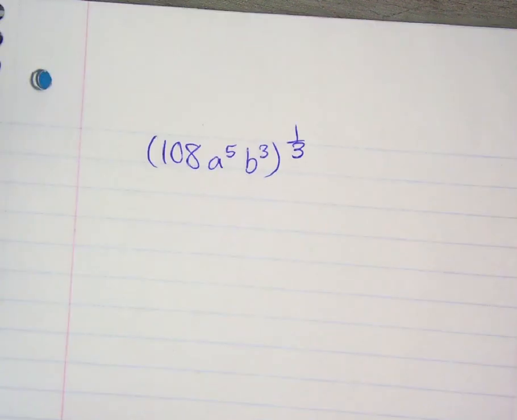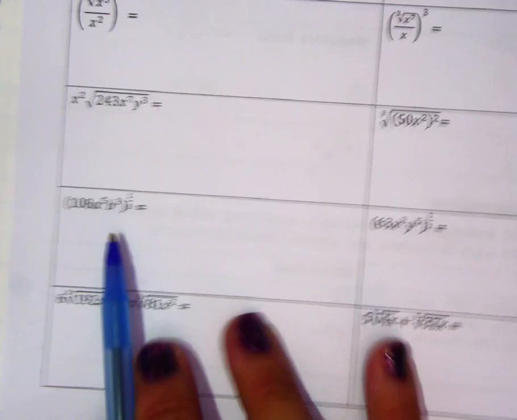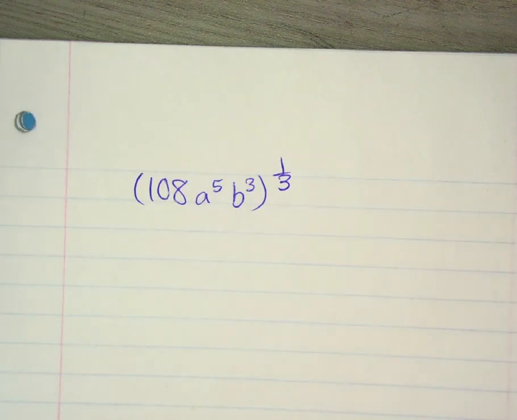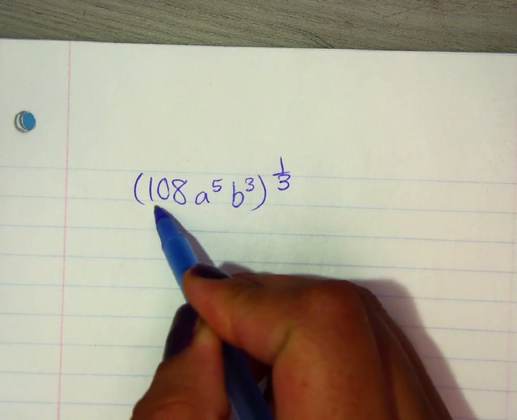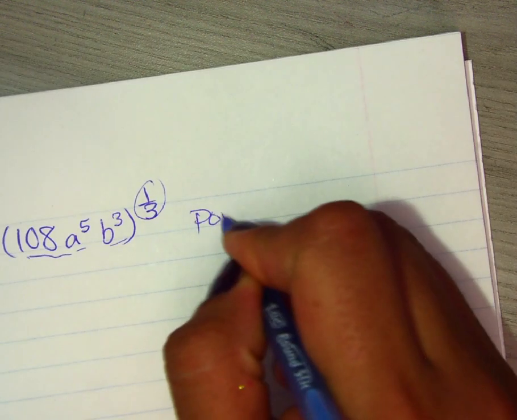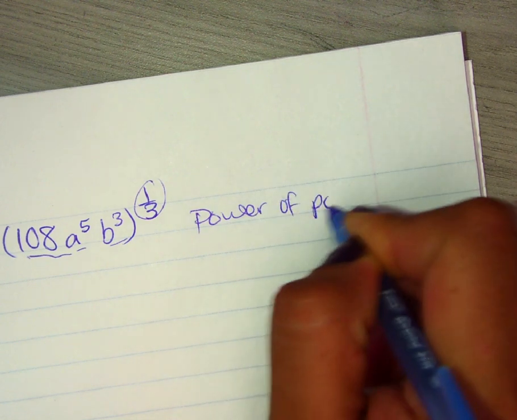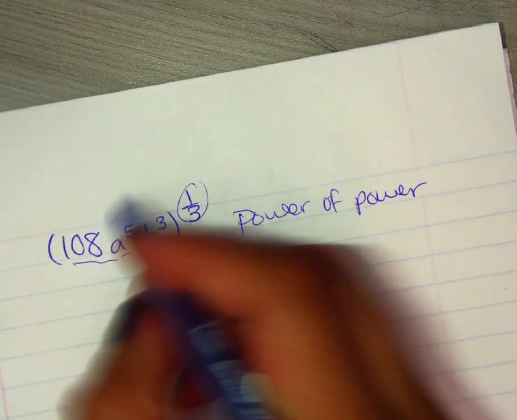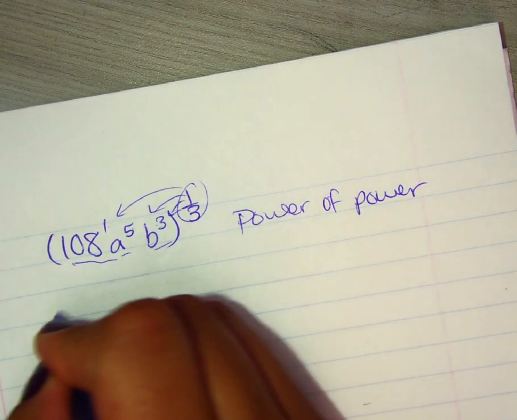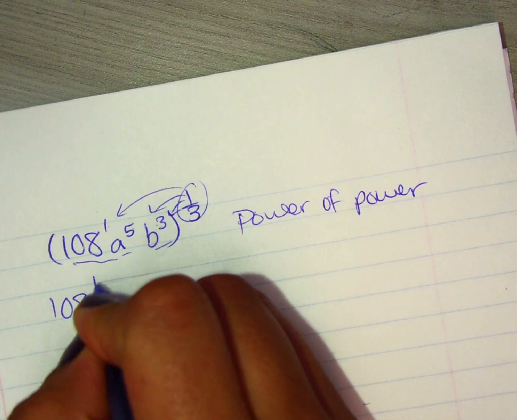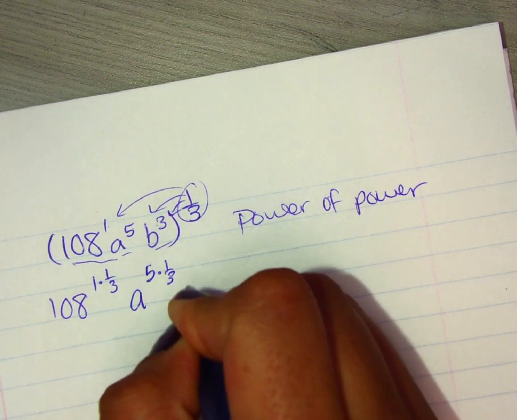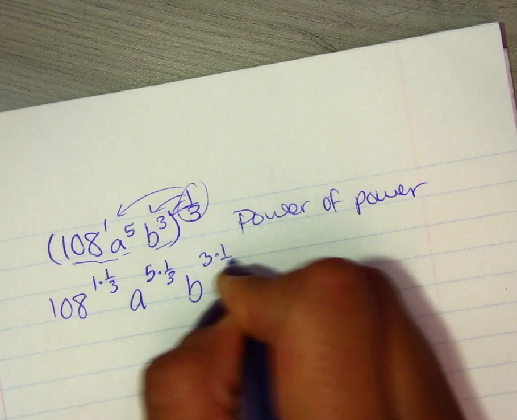Hi students, in this video I'm going to go over the second to last problem, which is right here on the example side of your notes. This one is showing you that you're going to have all of these three parts to the 1/3 power. So we can apply the rule of power to power, or power of a power. What this means is that we're going to look at the exponents for each and distribute this 1/3 into each. So it's going to look like 108 1 times 1/3, A 5 times 1/3, and B 3 times 1/3.